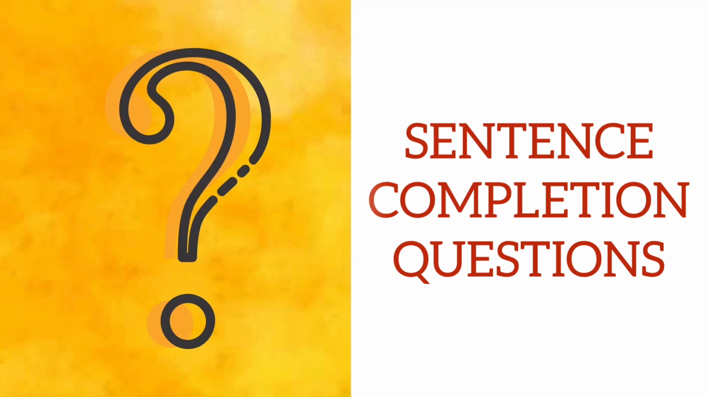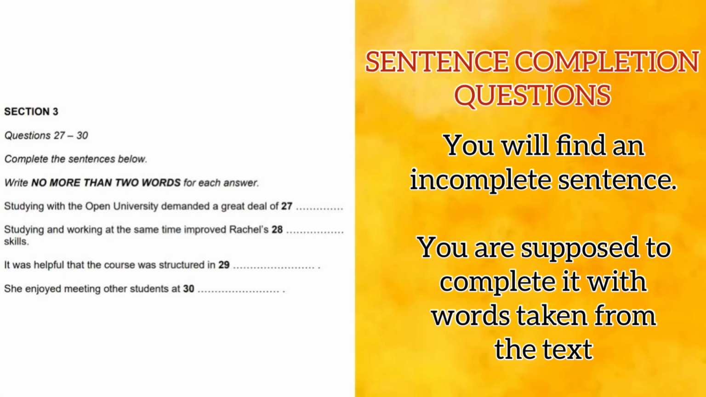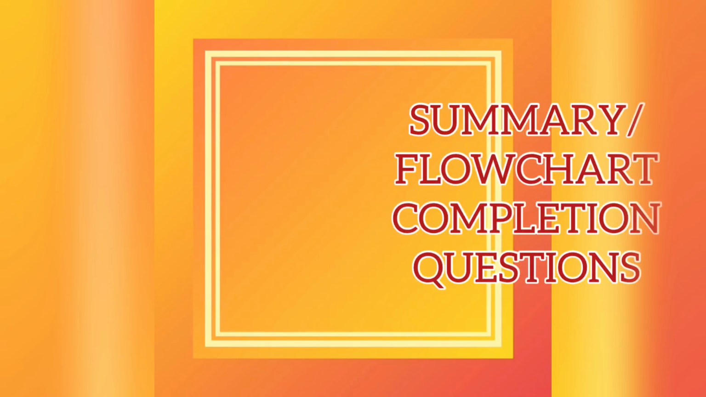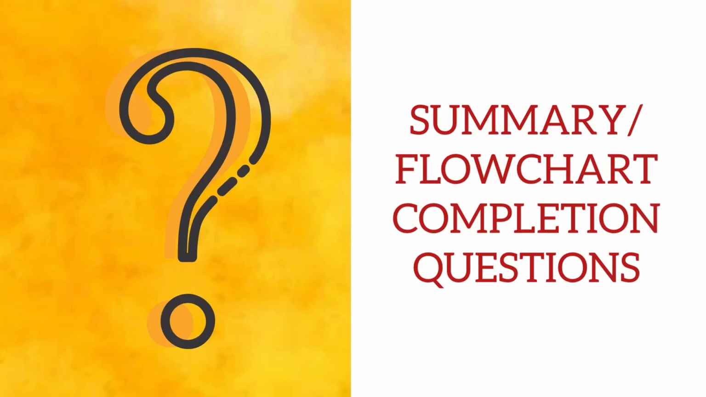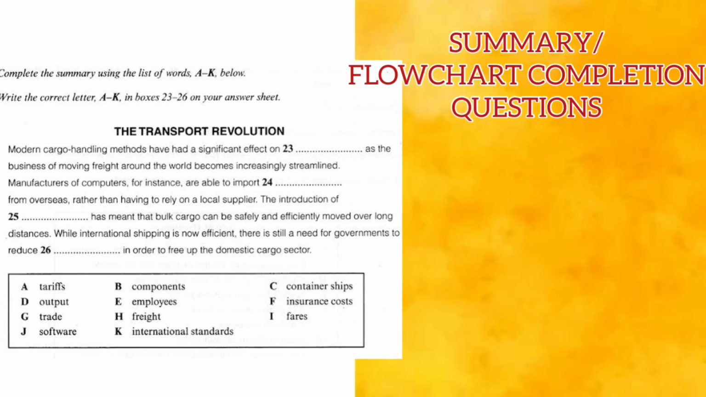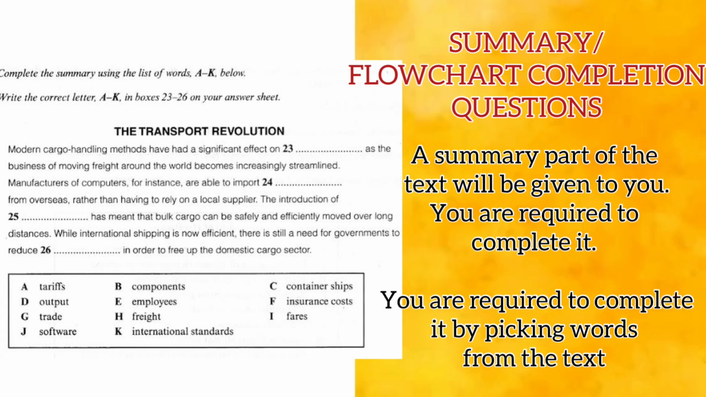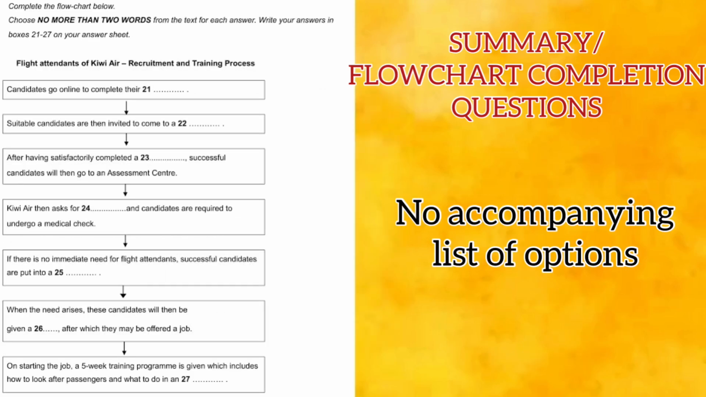Eighth type of question is sentence completion questions. It will ask you to complete a partial sentence. You need to find the information required from the text to answer the questions. Ninth type is summary, text, note, flowchart completion questions. Such questions ask you to fill out the correct information in the blanks provided. There will be no accompanying list of options. Instead, you will find the correct information in the text and you will have to fill in the blanks.